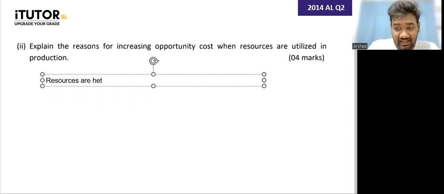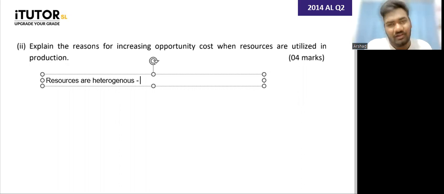Resources are heterogeneous, not homogeneous. So how can you explain, guys? You can say the resources used in one industry are different from another. For example, if we consider the baking industry and the mobile phone industry, in a baking industry you would use an oven, a baker, baking powder. But in a mobile phone industry, the resources are different. So you can give a small explanation like that.